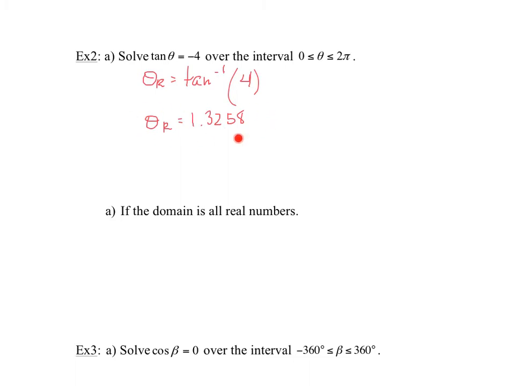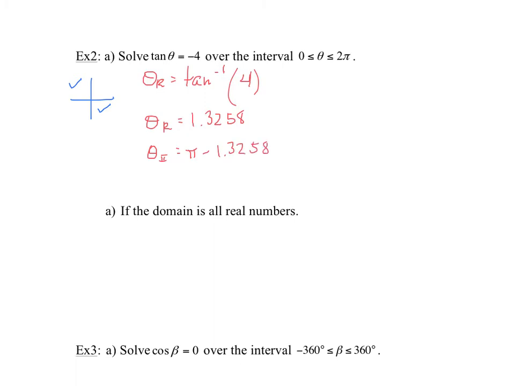All right, so the angle of reference is 1.3258. Now we have to find out what quadrants we're trying to find. Go back to your original question: tan is negative. Tan is negative in quadrants 2 and 4. Perfect. So you need an angle in quadrant 2, and the way we find it is with pi. Don't forget we're working with radians. So pi, and you subtract the angle of reference.